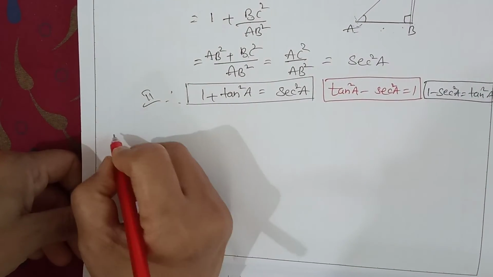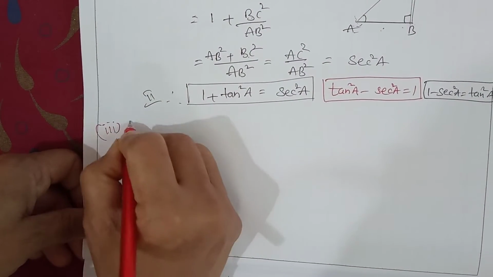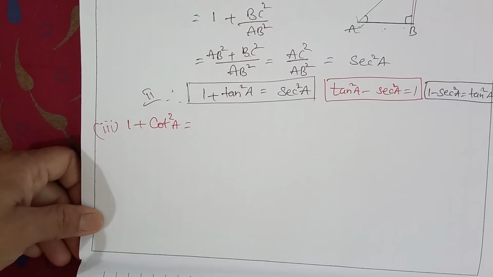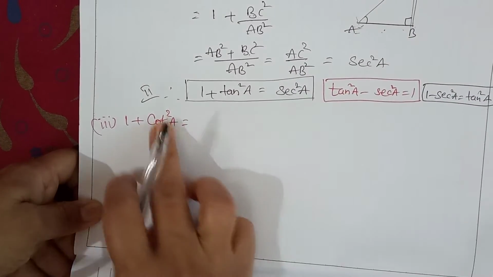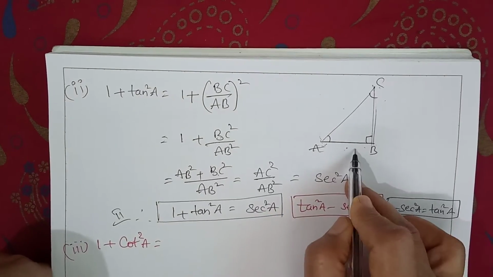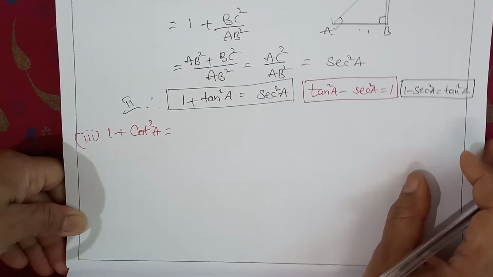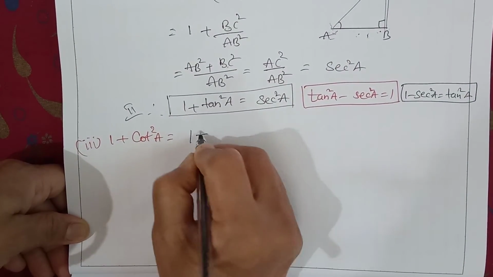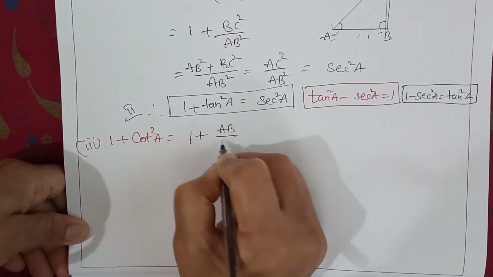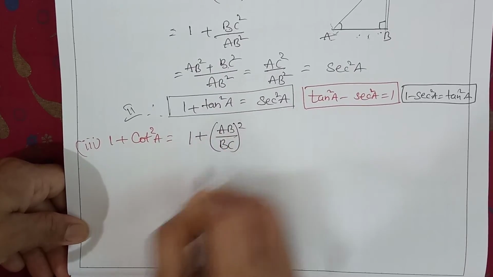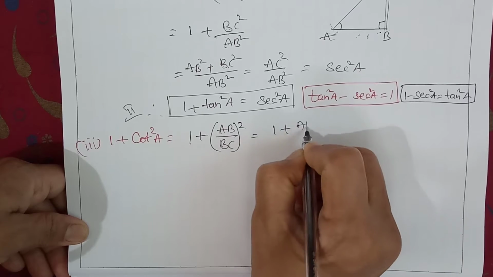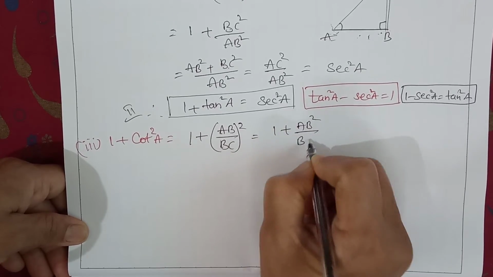1 plus cot square A. What is the cot definition, children? Cot definition is base by perpendicular. Okay, base by perpendicular means AB by BC. 1 plus (AB by BC) whole square. What is that? 1 plus AB square by BC square.